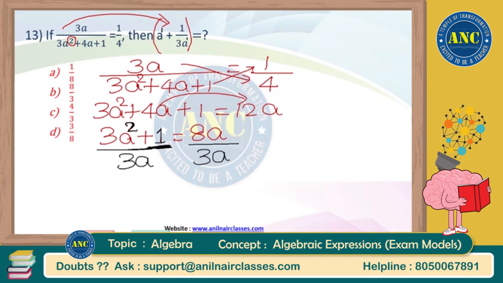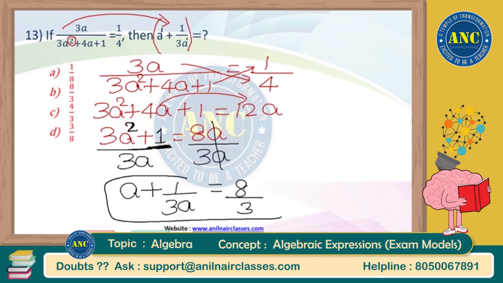Simple, sir. Now 3a square by 3a, it is nothing but a. Plus 1 by 3a. I will write it as it is. This is equal to 8a by 3a is 8 by 3. And they are also asking you in the question what is the value of a plus 1 by 3a. That itself is being asked in the question. What is the answer? We got it 8 by 3. Answer for this question is option B.